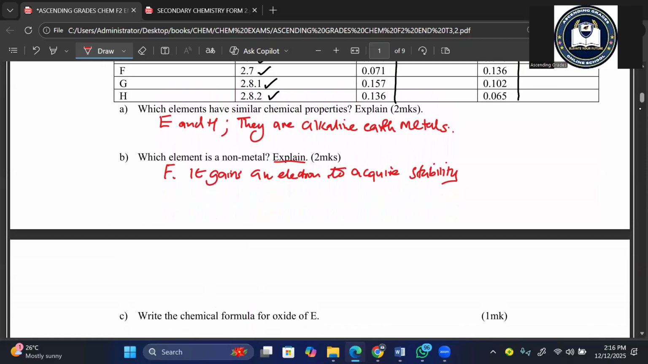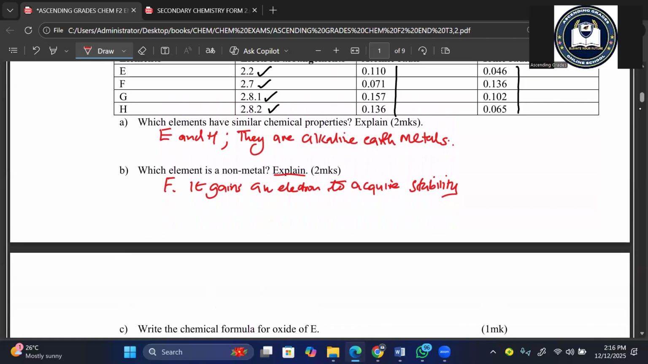Part C, you're told to write an oxide for E. An oxide of E. So it will be E reacting with oxygen. So we know that this one is valency 2, and this one, from the electron arrangement, will also be valency 2. Then they switch and they will cancel out. So we shall be having EO as our oxide.